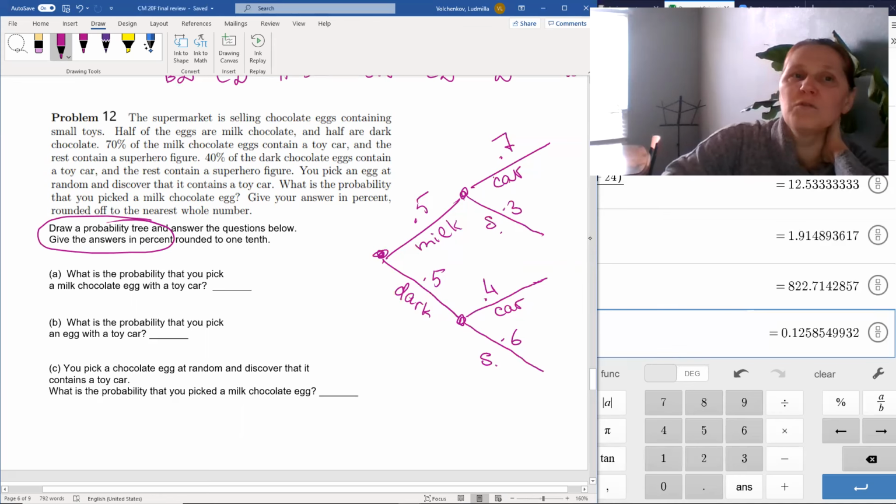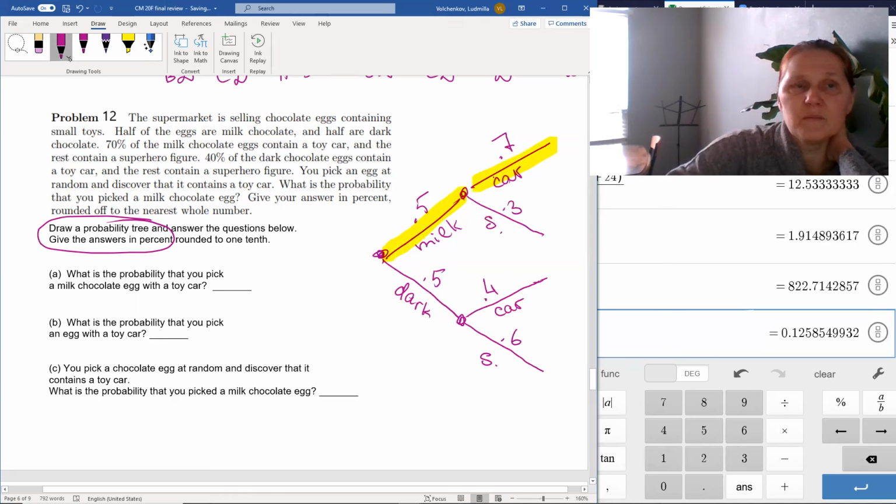So to answer the third question, you need to answer two first questions. What is the probability that you pick a milk chocolate egg with a toy car? It means we are on the first branch of this tree. Milk chocolate, toy car.